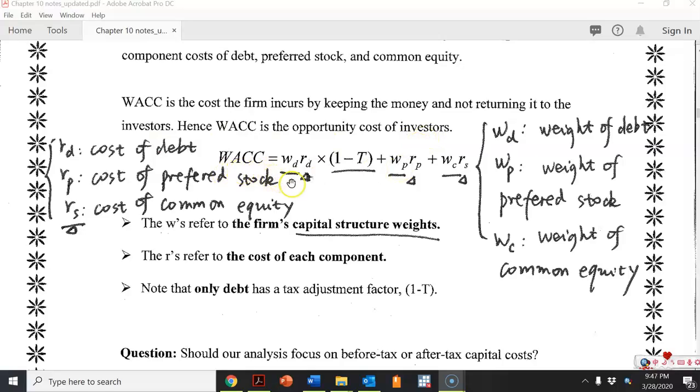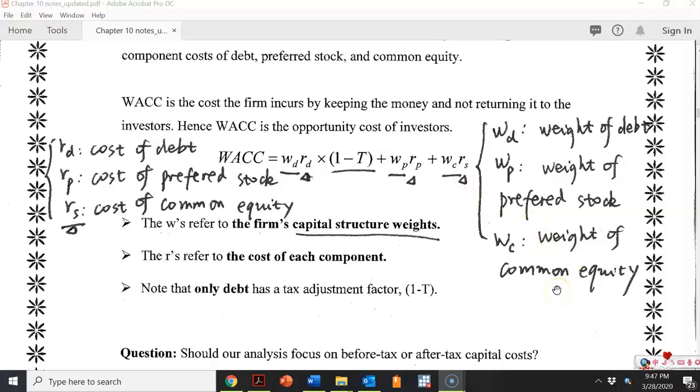WACC equals WD RD multiplied by (1 minus T, the tax rate), plus WP RP, plus WC RS. So we have three weights here. The W's refer to the firm's capital structure weights. WD means the weight of debt. WP means the weight of preferred stock. WC means the weight of common equity.